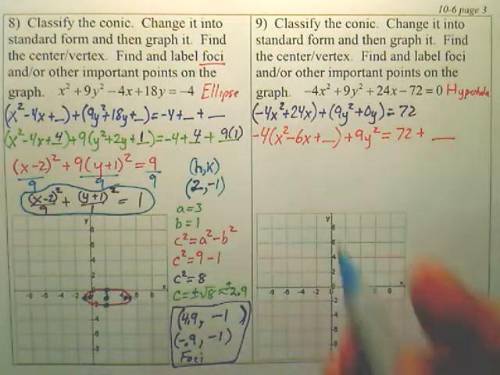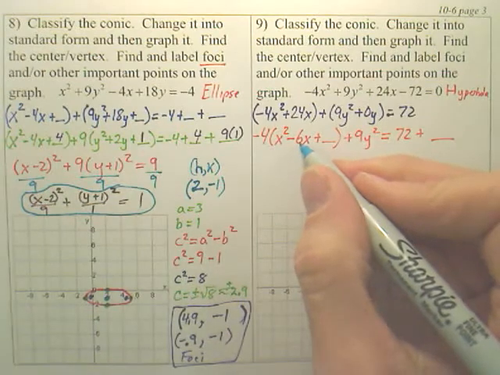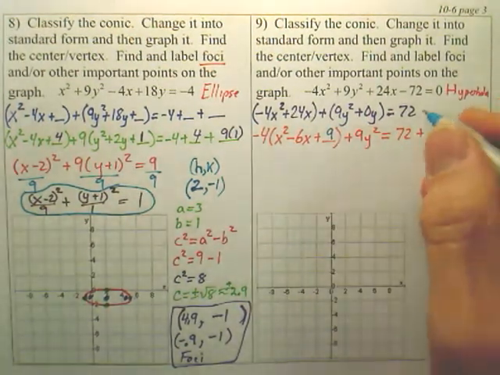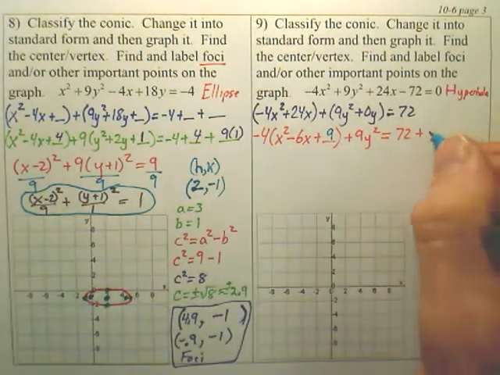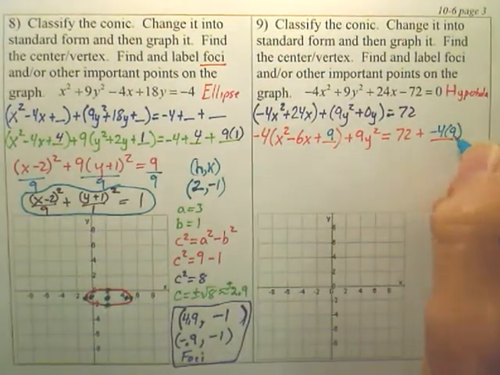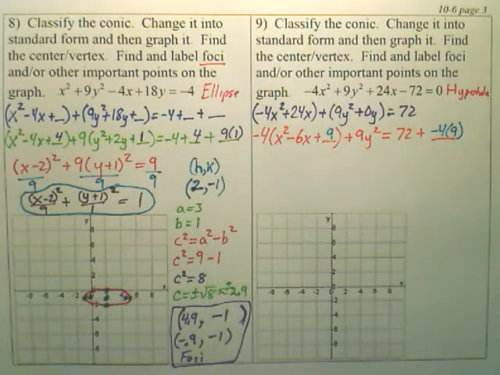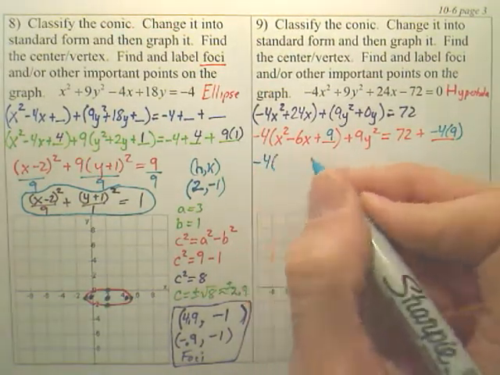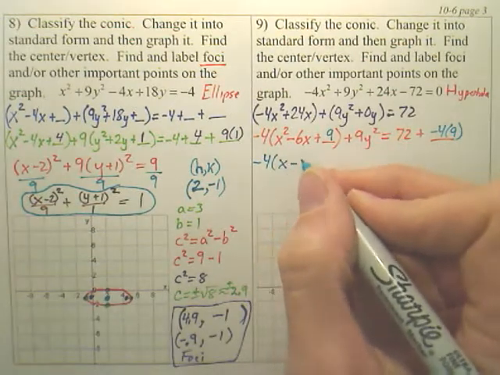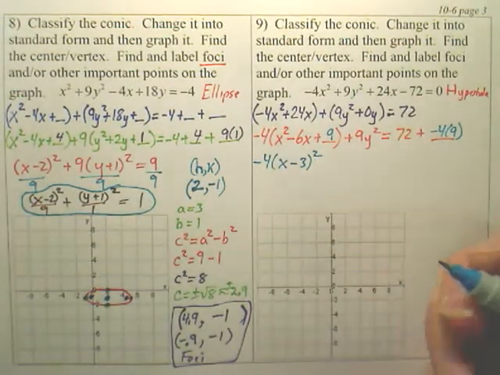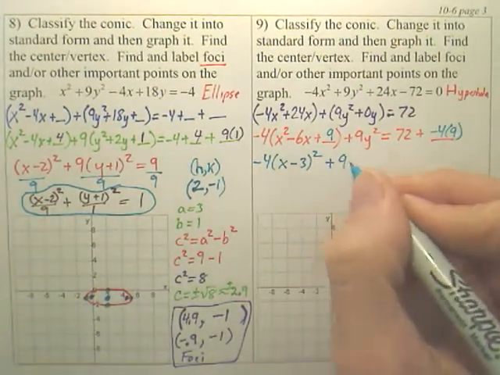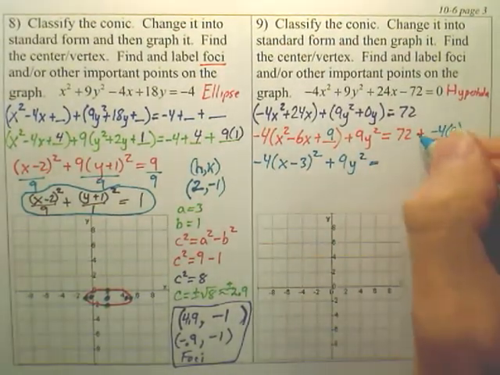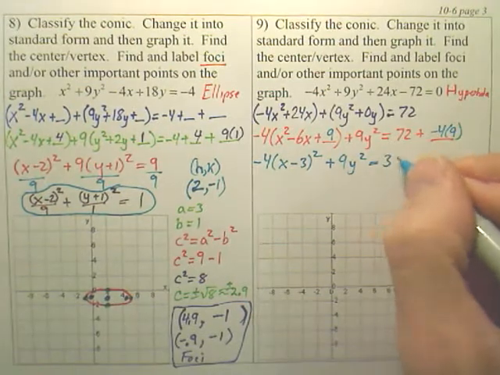Now, how do we find out this blank? Well, what's half of -6? It would be -3. -3 squared is 9. But over here, it's -4 times 9, so this is -4 times 9, which is -36. So it looks like I'm going to have -4, and when I factor this, I'll get x minus 3 squared. Here I just have 9y squared, which is actually kind of nice. And here that's -36. 72 minus 36 is positive 36.